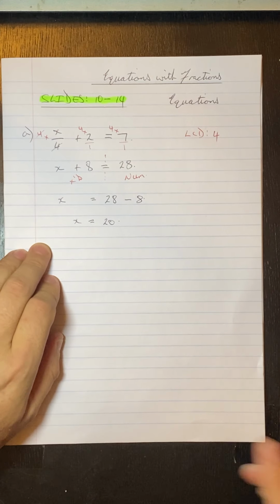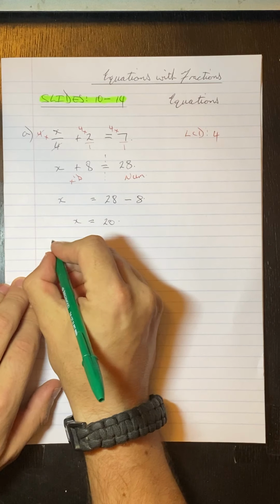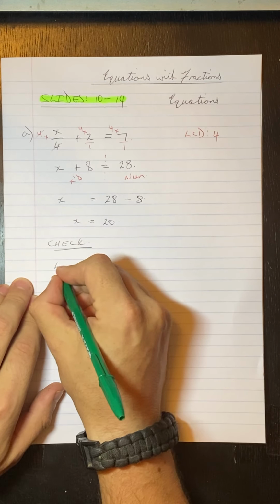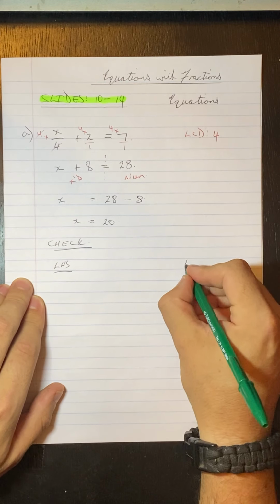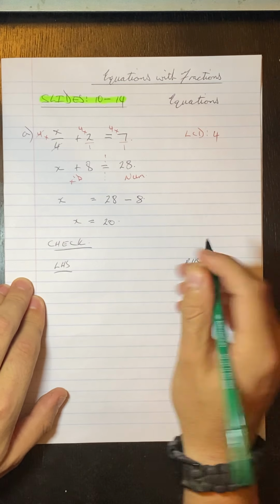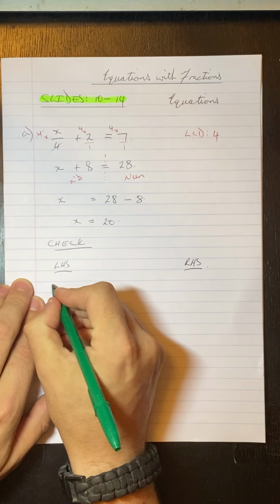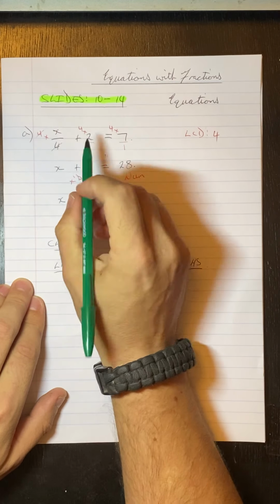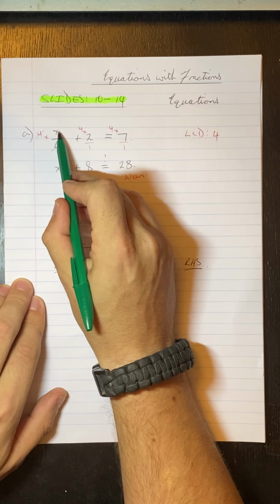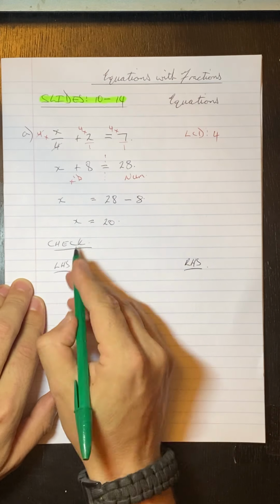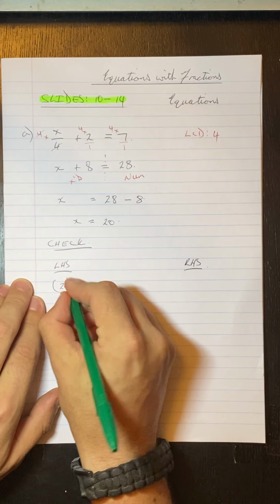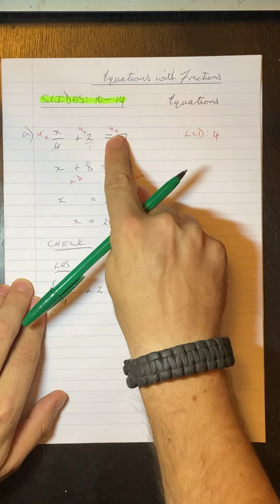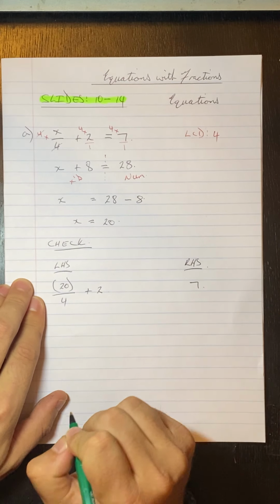Okay, so I just need to check my solution just to make sure. So we have a left-hand side and a right-hand side. The original one was this. On the left-hand side, we have x over 4 plus 2. But remember, I'm now going to substitute for my x to be 20. So I'm going to use a bracket. So we have 20 over 4 plus 2. On the right-hand side, we just have 7.